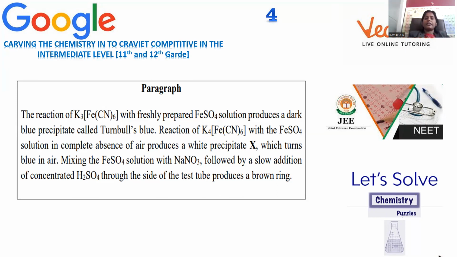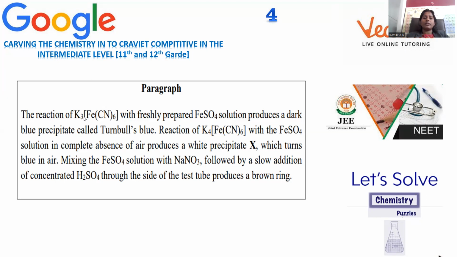It will participate in air oxidation, so ferrous to ferric conversion is immediately possible. Within a short span of time, ferrous will be turned into ferric. That's why it should be prepared at the time only. Freshly prepared is mentioned for that purpose, because ferrous is highly unstable. Freshly prepared ferrous sulfate solution produces a dark blue precipitate called Turnbull's blue.